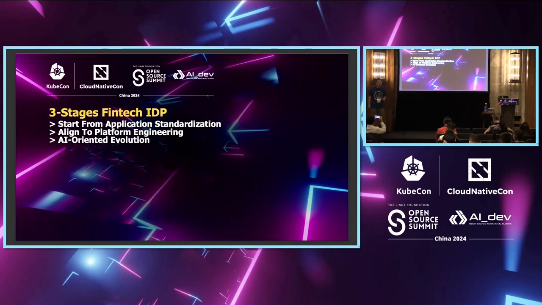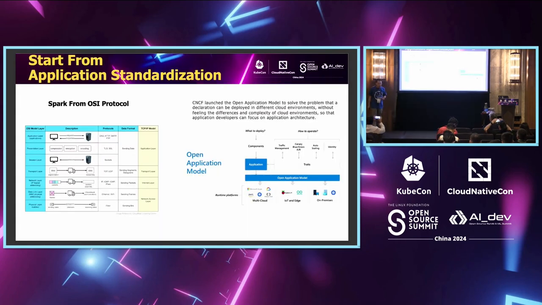How do we do it in China Merchants Bank? Three stages. We start from application standardization, aligned to platform engineering, and then ChatGPT is coming, so we do some practice-oriented AI. At first, we know the core issue is the complexity from the cloud migration. So the key point is we want to decrease the complexity.